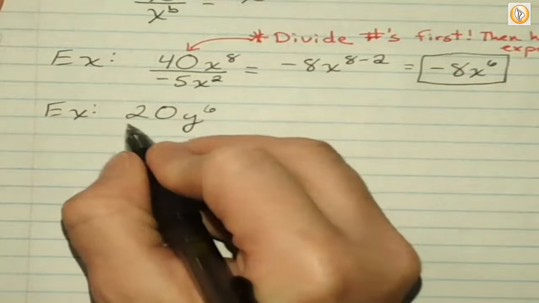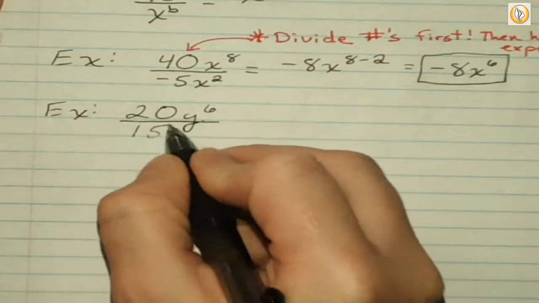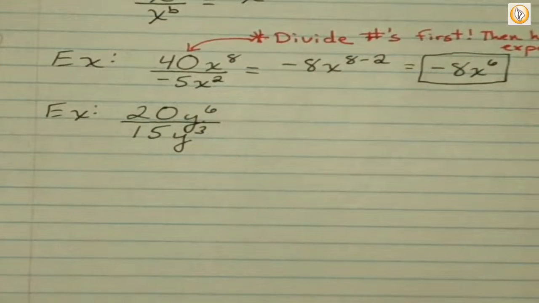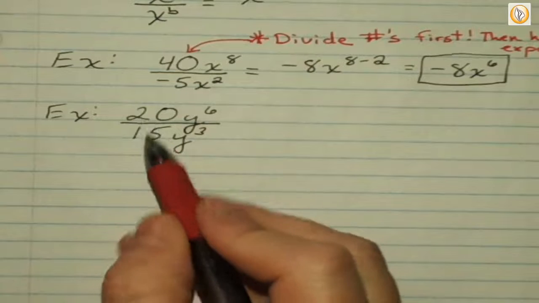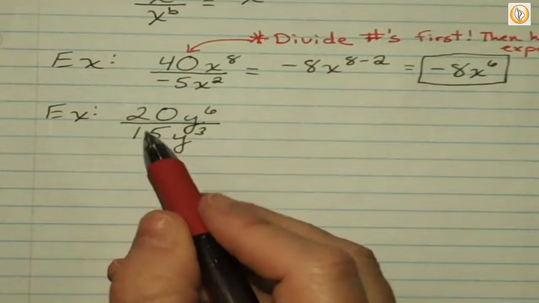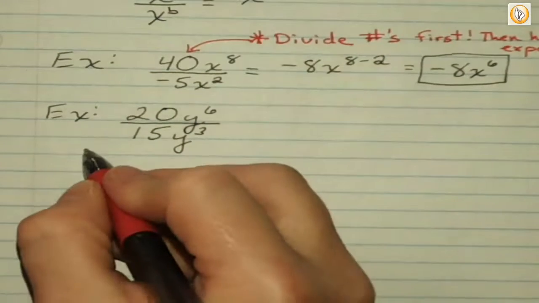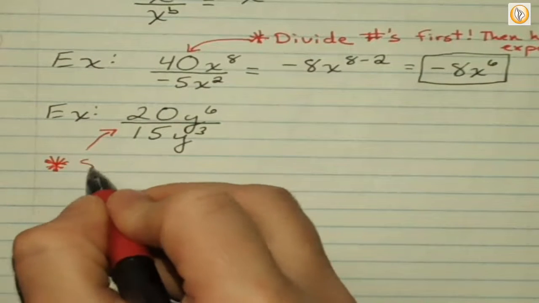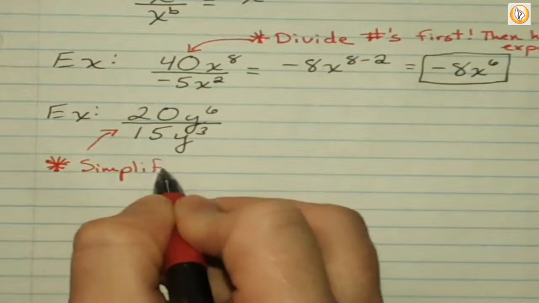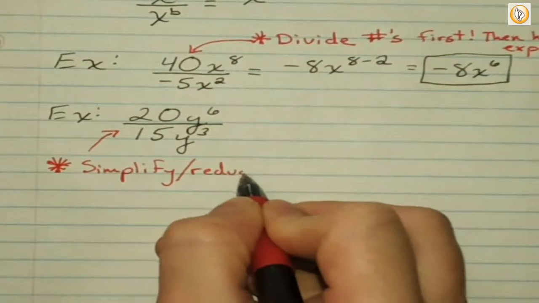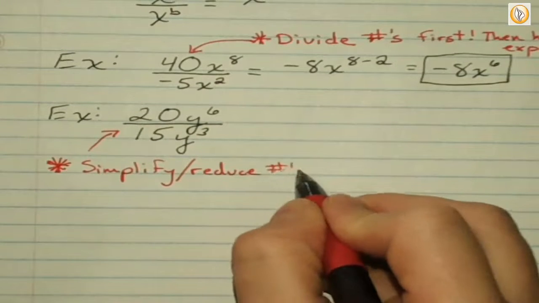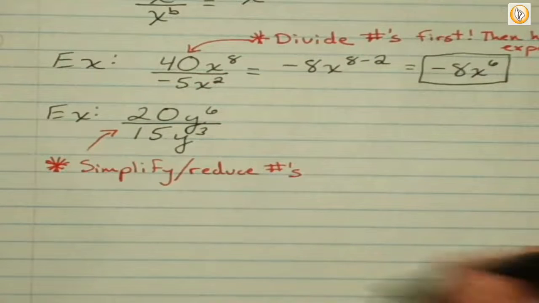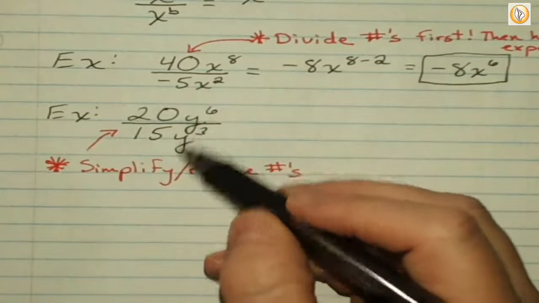20y to the 6th power divided by 15y to the 3rd power. Okay, in this case, can we divide evenly? Cecilia's saying no way. Therefore, here's a star: simplify, or you can say reduce numbers. Because sometimes it's not going to be perfect where you can just go ahead and divide evenly. Sometimes you're going to have to simplify this.